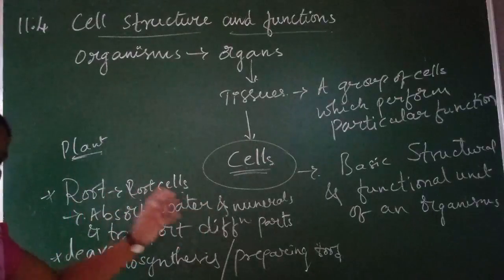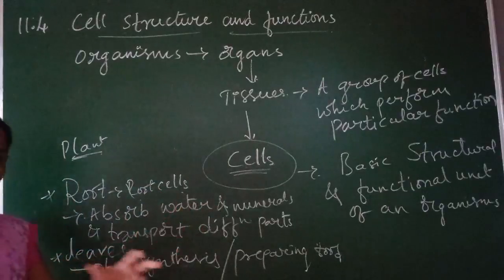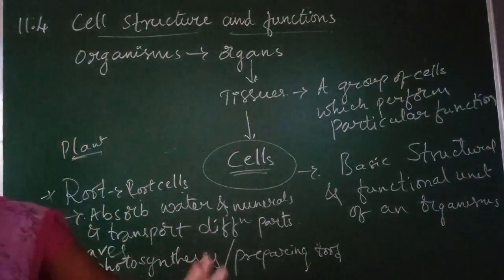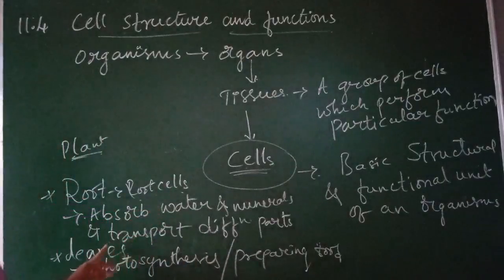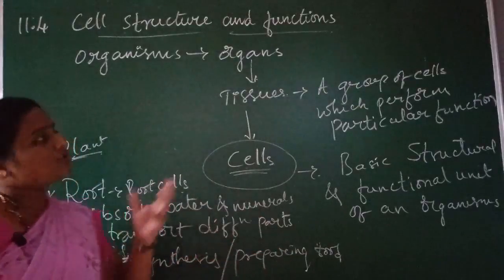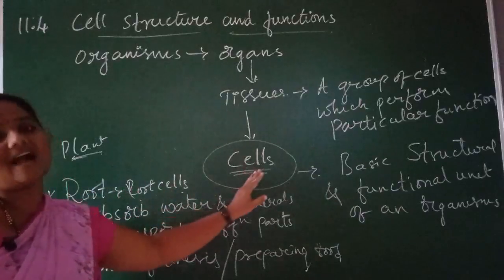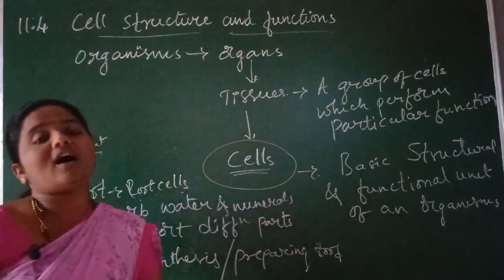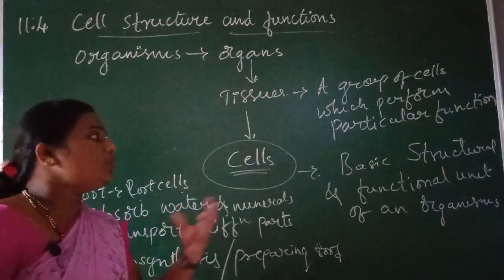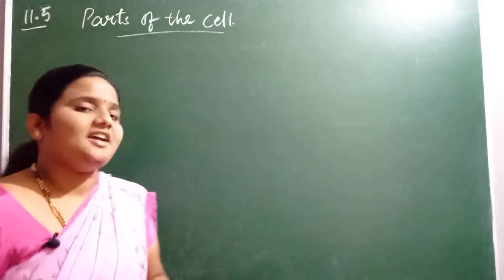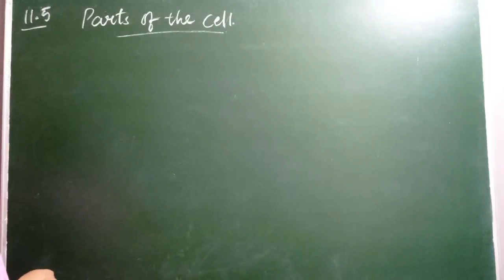When you take a root cell, what is its function? Absorb water and minerals from the soil, and transport them to different parts of the plant body. Similarly, when you take leaf cells, their main function is to carry out photosynthesis, means to prepare their own food. So overall, we can say that a cell is called a basic structural and functional unit of any organism, and a group of cells together is called what? Tissues. Understand, children?